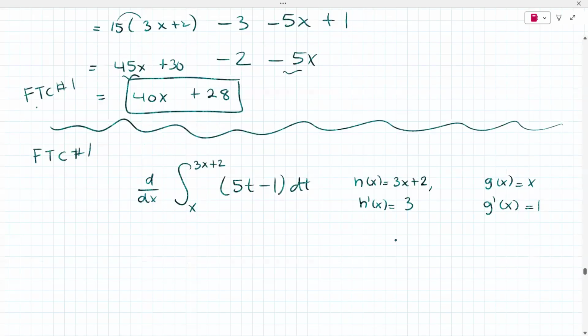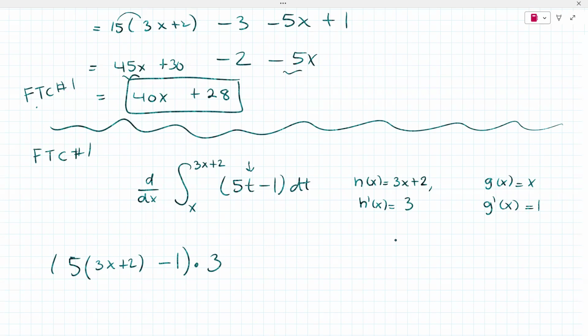So it's going to be 5. And then you're going to replace t with your h of x, right? So it's 5, replace t with h of x, which is 3x plus 2, minus 1, times the derivative h prime of x, which is 3. Okay, so all I did was I did 5 and then I replaced t with h of x and then times it by h prime of x.